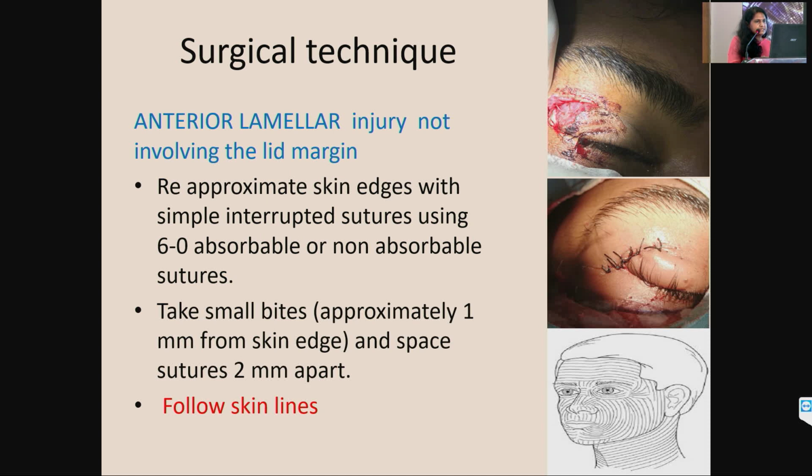So coming to the surgical technique, if it is an anterior lamellar wound not involving the margin, simply reapproximate skin edges with simple interrupted sutures using 6-0 absorbable or non-absorbable ones. Take small bites 1 mm from the skin edge and space them at least 2 mm apart. Always try to follow Langer's skin lines, which will avoid undue scarring.